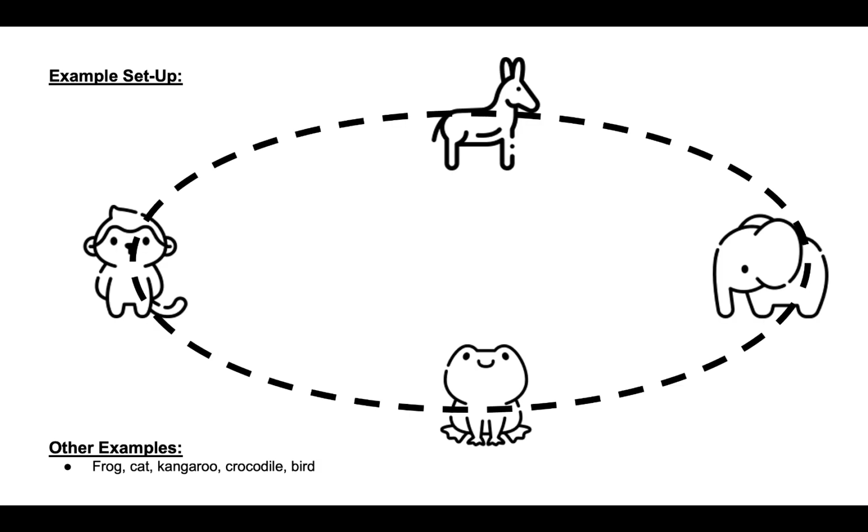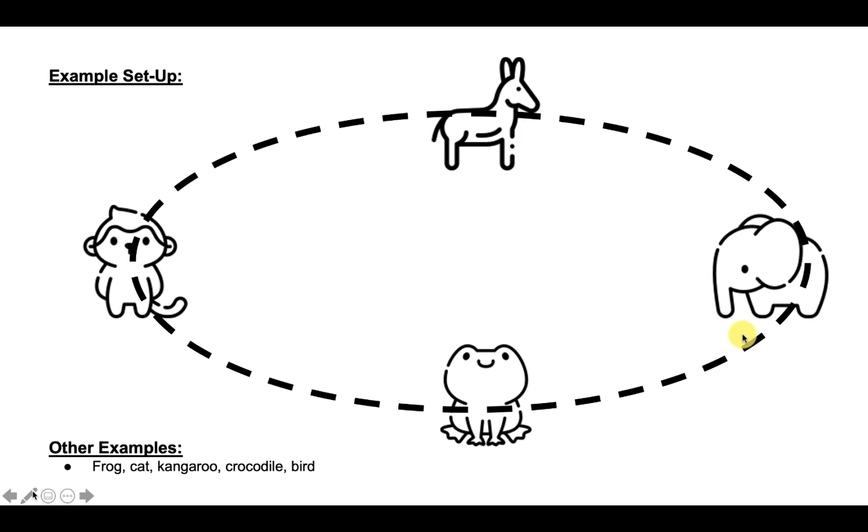Here's the example of the setup. So what I've shown here is that it's a circuit or a circle, and I've drawn pictures of different animals to represent the different activities. Here we have a monkey or a gorilla. Here we have our donkey. Here we have our elephant.